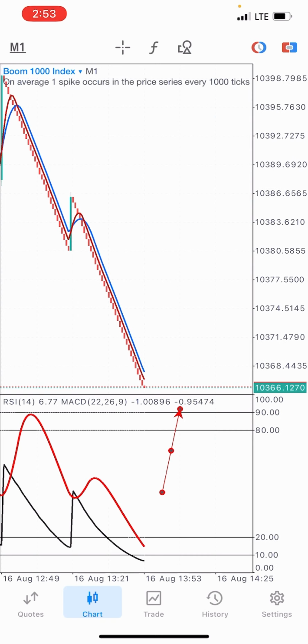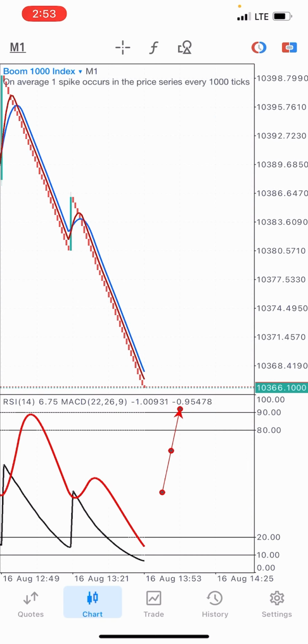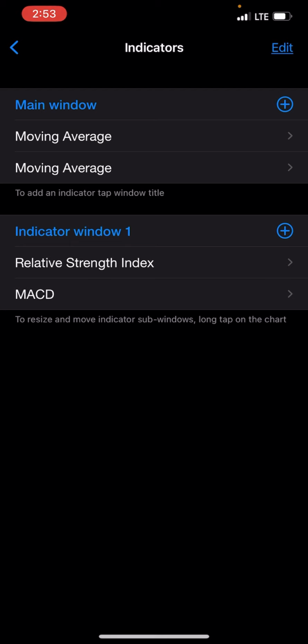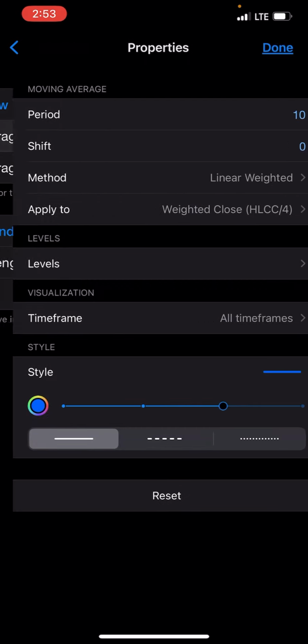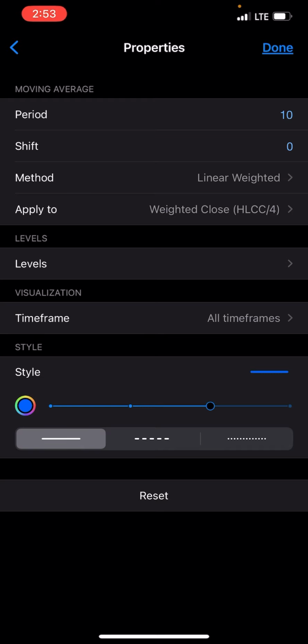Then the settings for this strategy, we have moving average one and the second moving average, right? This is the first moving average, which is period 10 on the main chart. Why am I bringing this one? That's because you can equally use this strategy to scalp and catch spikes. So I'll tell you how to scalp with this strategy, right? So the period is 10, shift is 0, method is linear weighted, applied to weighted close. The color, you can choose any color. I'm using blue for period 10. Then you click on done.